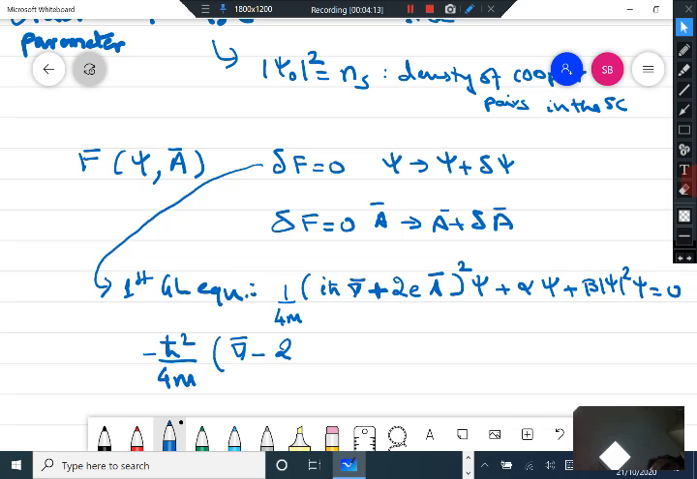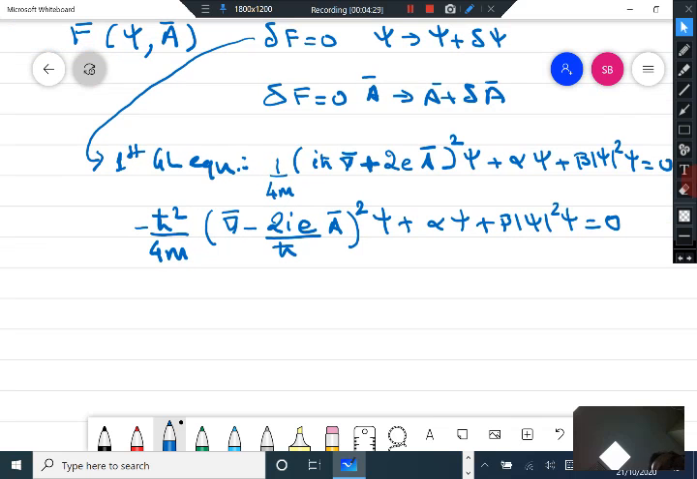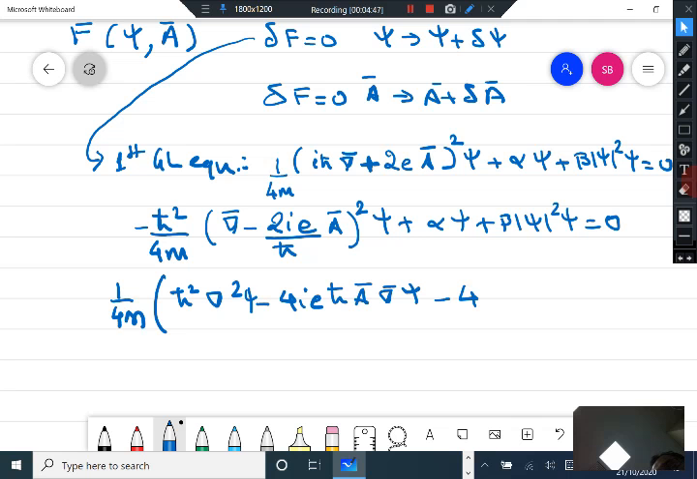(del minus 2ieA by h cross, the vector potential) the whole square psi plus alpha psi plus beta mod psi square psi is equal to 0, or you can also rewrite it as 1 by 4m [h cross square del square psi minus 4ie h cross A dot gradient of psi minus 4e square A square psi] minus alpha psi minus beta mod psi square psi is equal to 0.